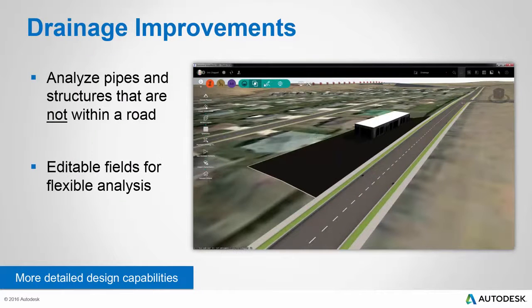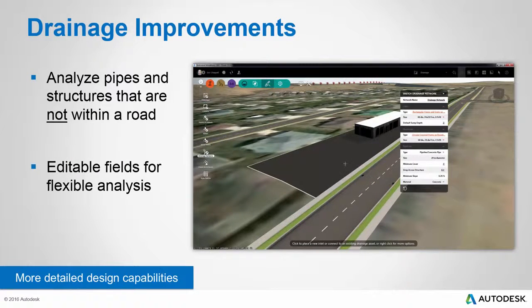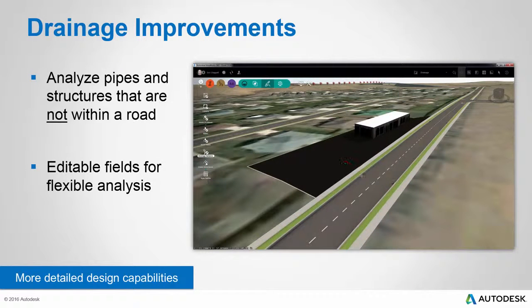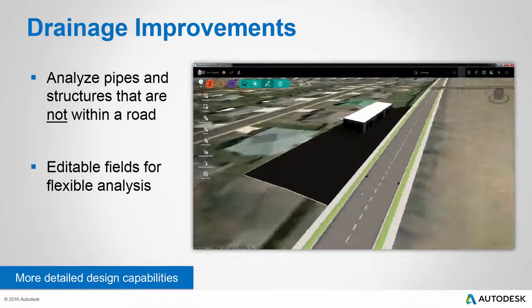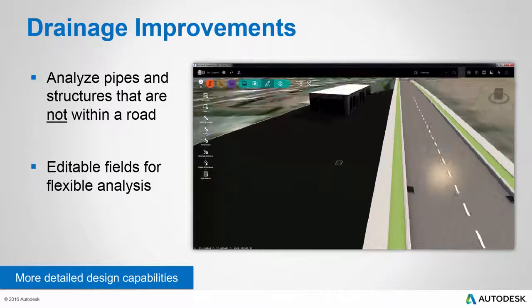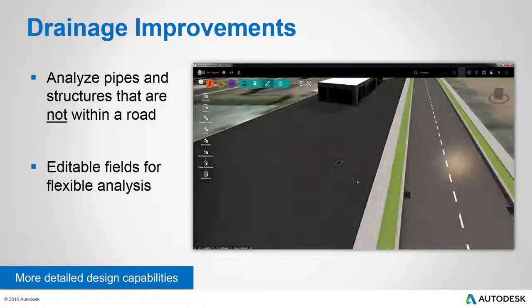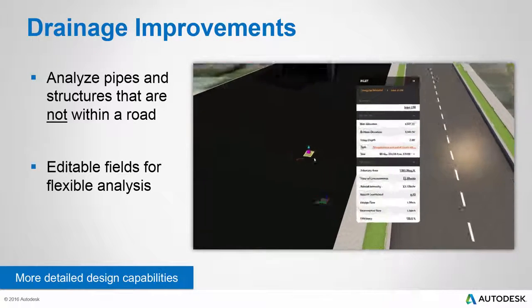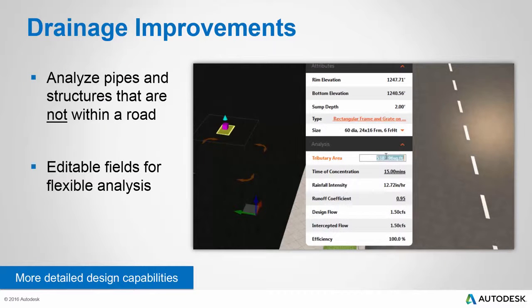There's even more to talk about with the drainage design functionality of InfraWorks 360. You'll notice that we're adding an inlet and pipe that is actually off the road surface. It's in this parking lot area. We now have the capability with this latest release to analyze pipes that are not within the road surface. And what makes that possible is the ability to edit some of the fields that we couldn't edit before, like tributary area, time of concentration, and runoff coefficient.